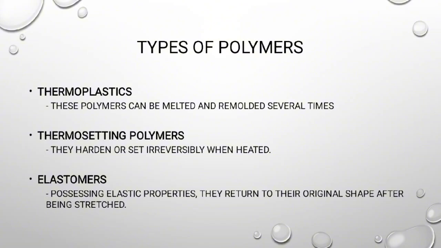The third one would be the elastomers. Possessing elastic properties, they return to their original shape after being stretched. So this is very common because one of the examples for these polymers is ang mga rubber band or rubber materials. So some of the rubber are made of polymers, which is kung ato siyang birahon is ma-stretch siya.